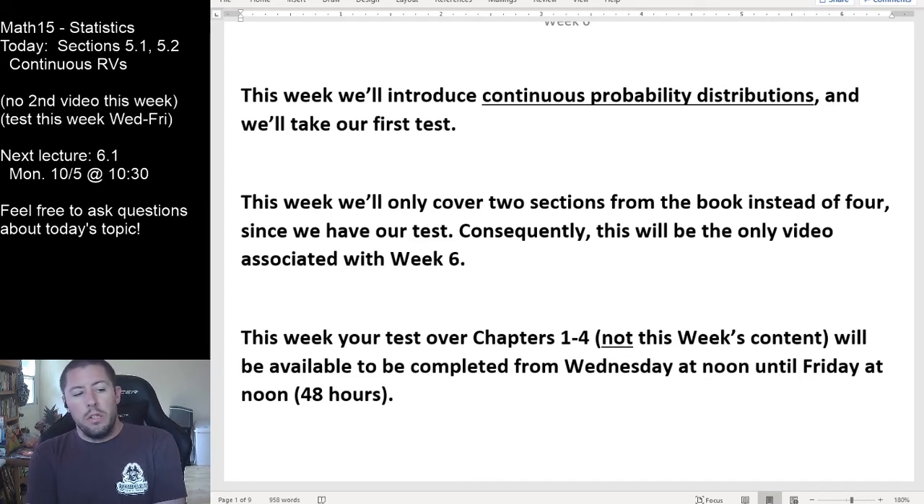This week, we are going to both introduce our continuous probability distributions as well as take our first test. You should have seen in Canvas that we've got some information regarding that test coming up. In a typical week, I usually cover 3 or 4, or I think there's even one week this semester where we get 5 sections in there, depending on the amount of content. This week, since we have our test, I'm only going to cover about half as much content, so we're only going to get these 2 sections in this one video for this week.